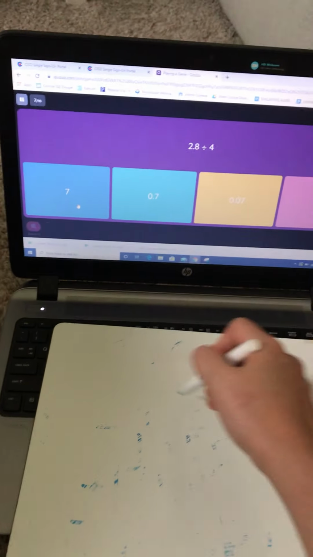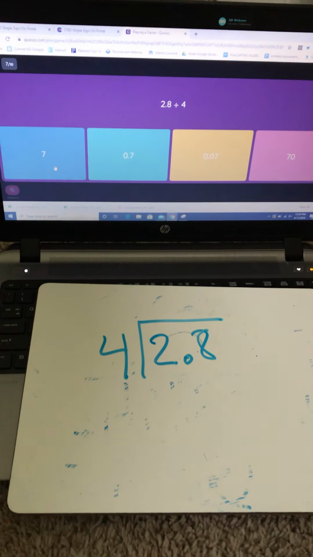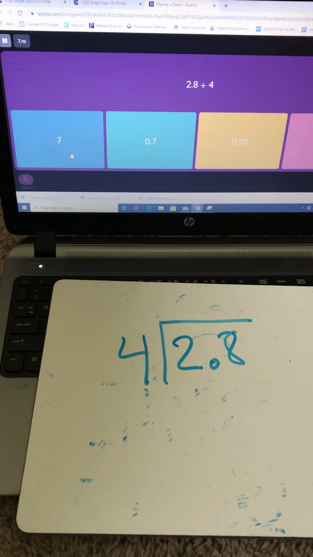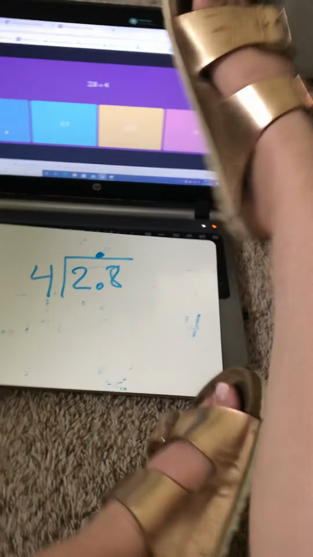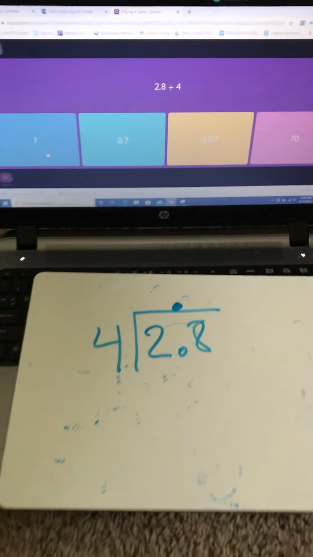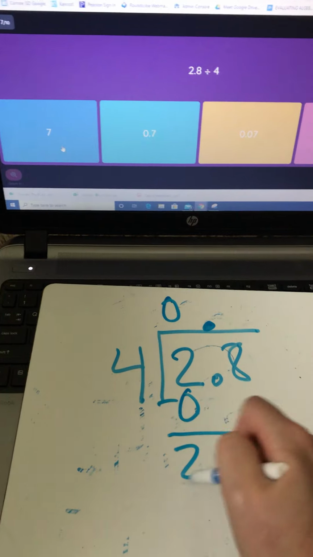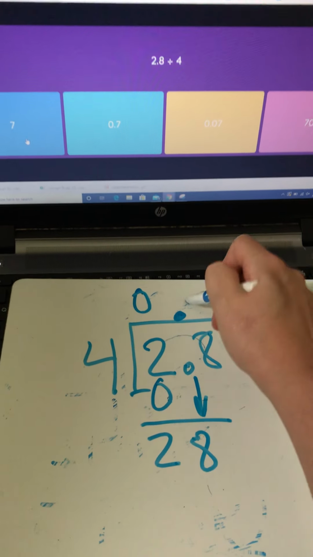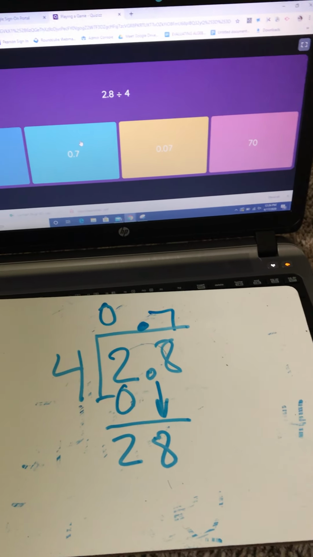So number 7, we just have a straight decimal division divided by 4. You have to make sure you put your numbers in the right spot for your long division for it to work. Bring my decimal straight up. How many groups of 4 go into 2? 0. Bring down my 8. How many groups of 4 go into 28? That'd be 7 groups. So my quotient is 7/10 as a decimal.